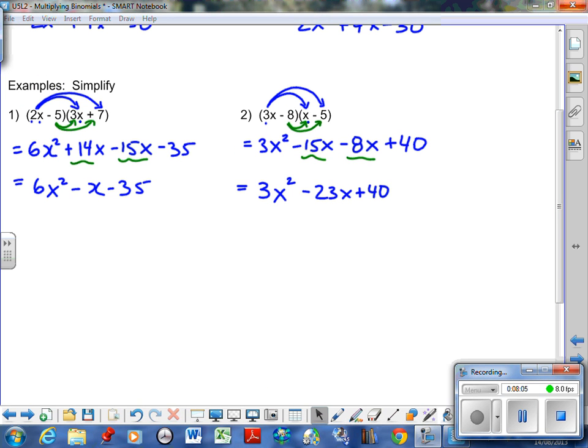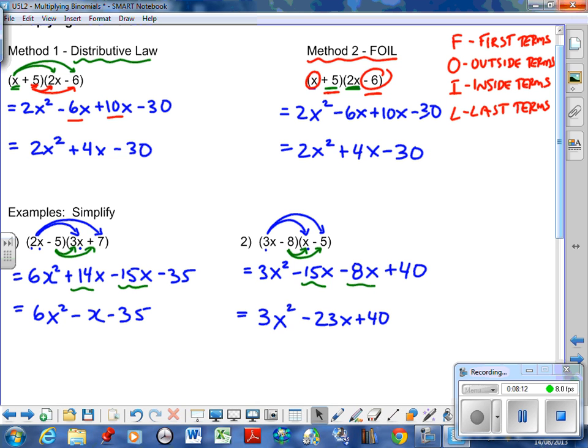So that completes the lesson on multiplying binomials. Like I said, you can use either method. Both methods are valid. Both work equally well. So you just need to pick the one that best suits you, or the one that makes the most sense.